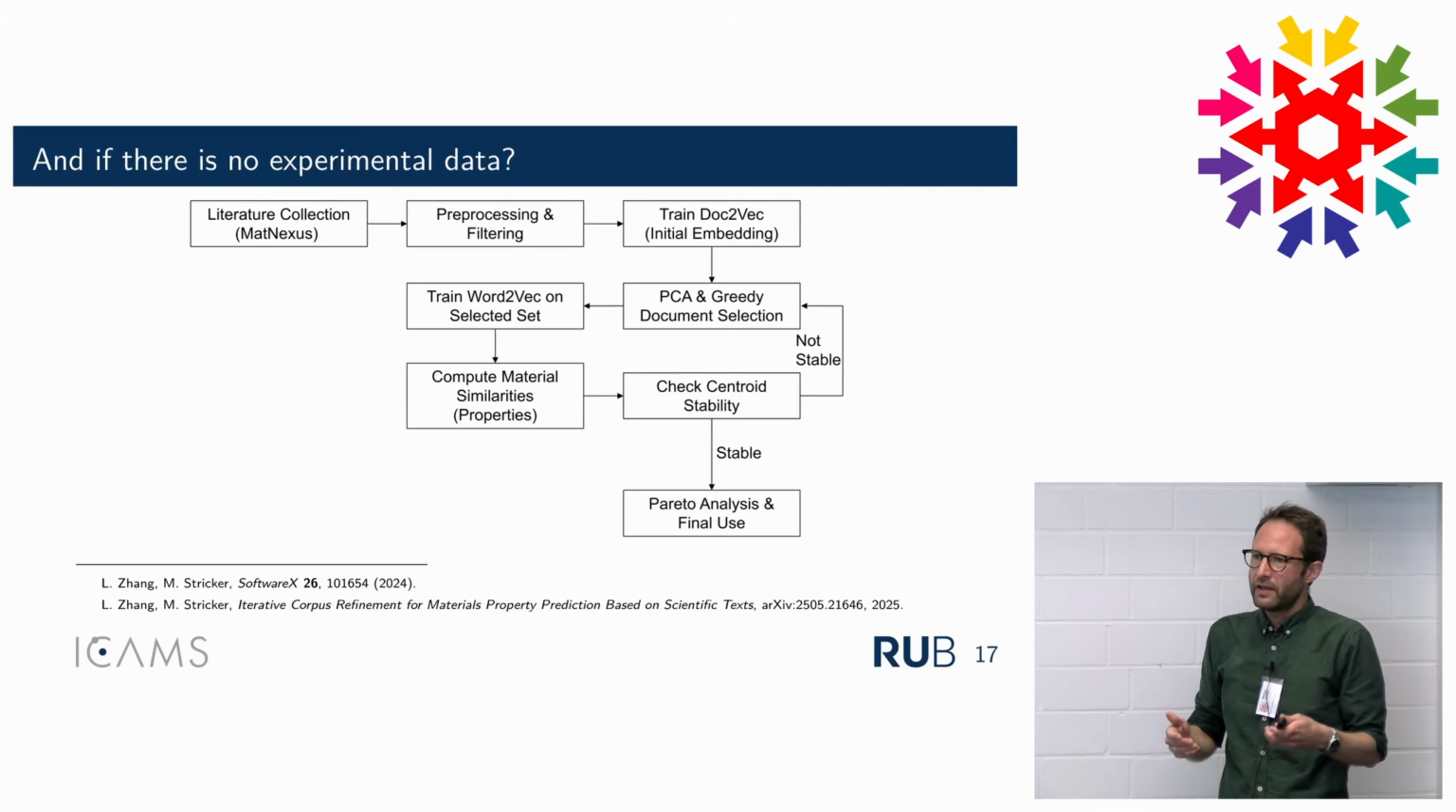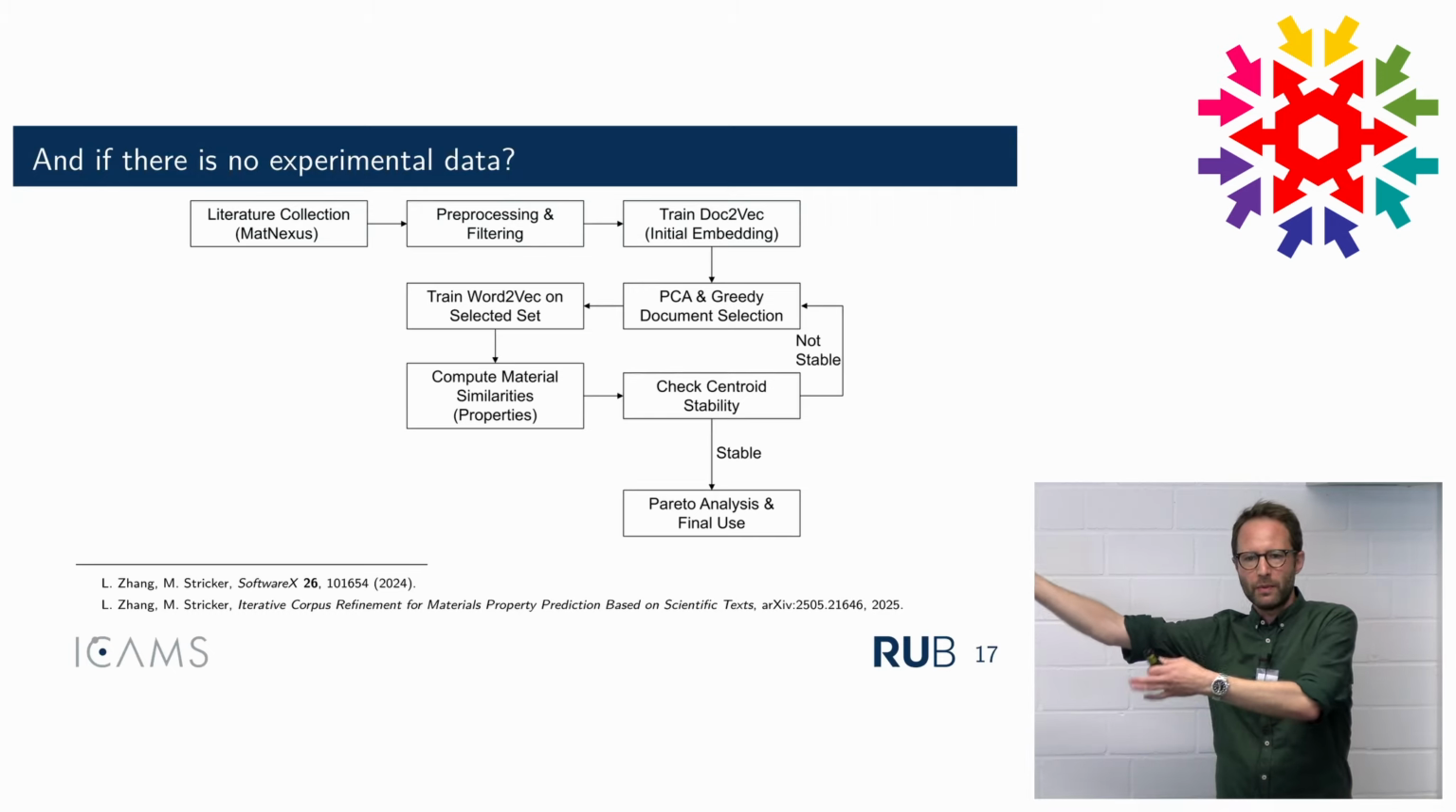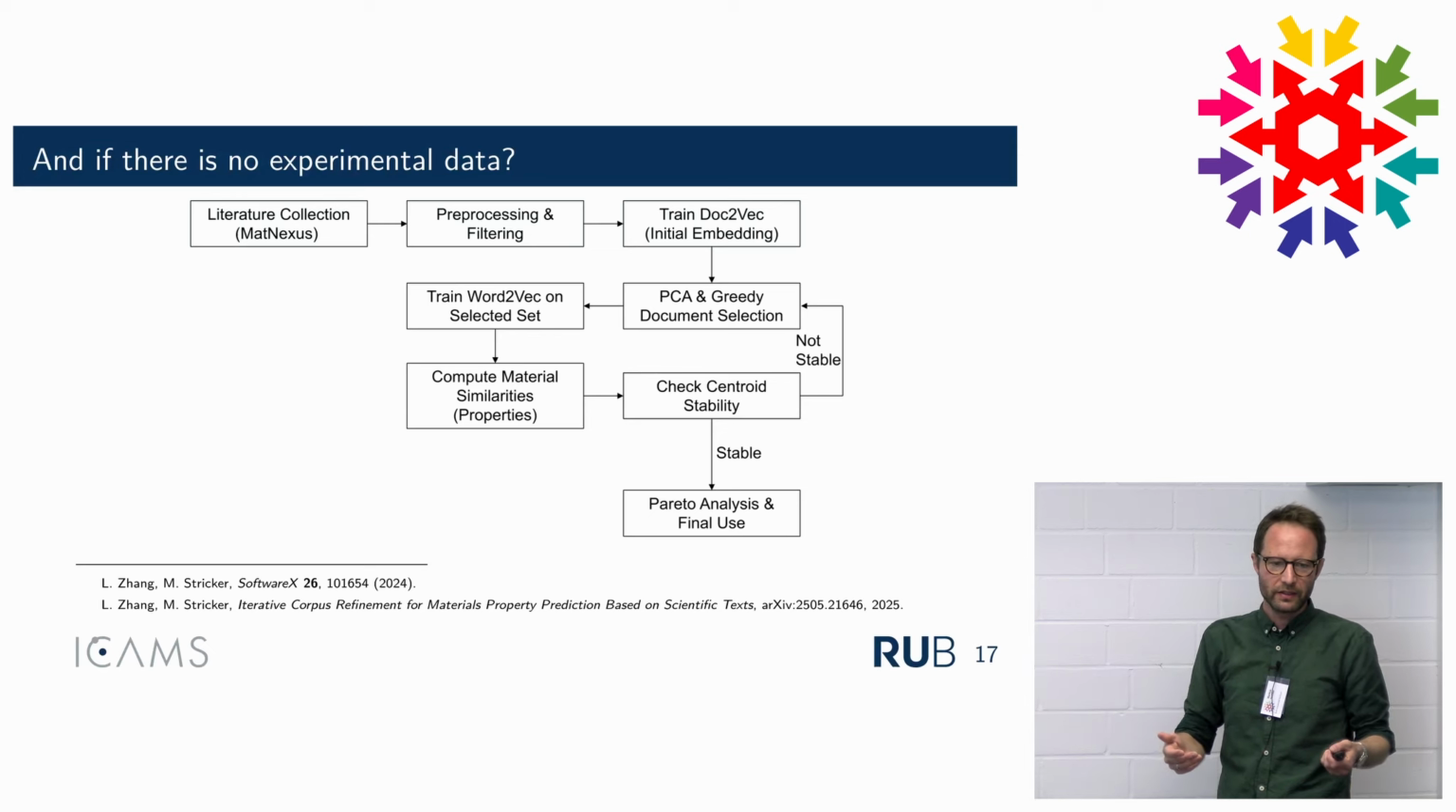Now you might question, okay, who has ternaries and quaternaries, and you want to go maybe even higher? And the answer is almost nobody. So the next question is, what do you do if you don't even have experimental data to do such a fit?